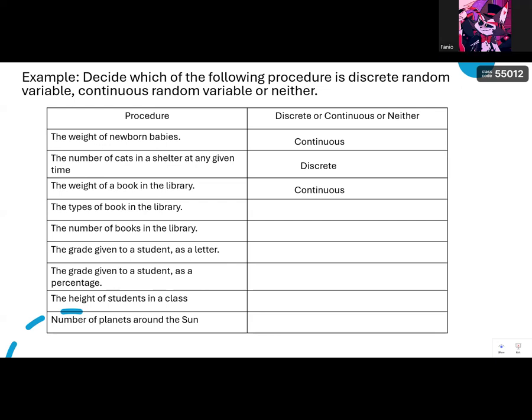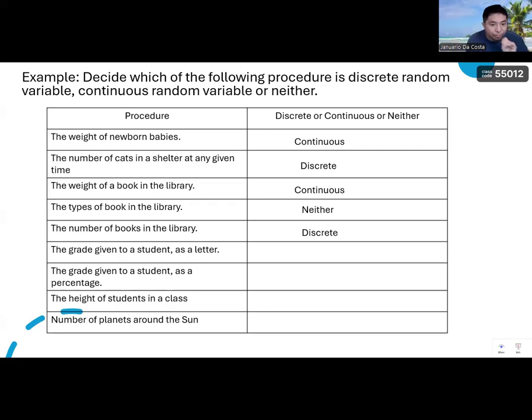Discrete. No, it's neither. Neither, because this is categorical data. The types of book, it's just the type. Is it a physics book? Is it a chemistry book? Is it a math book? Okay, that's a type. So that's categorical data. So we call that neither discrete nor continuous.